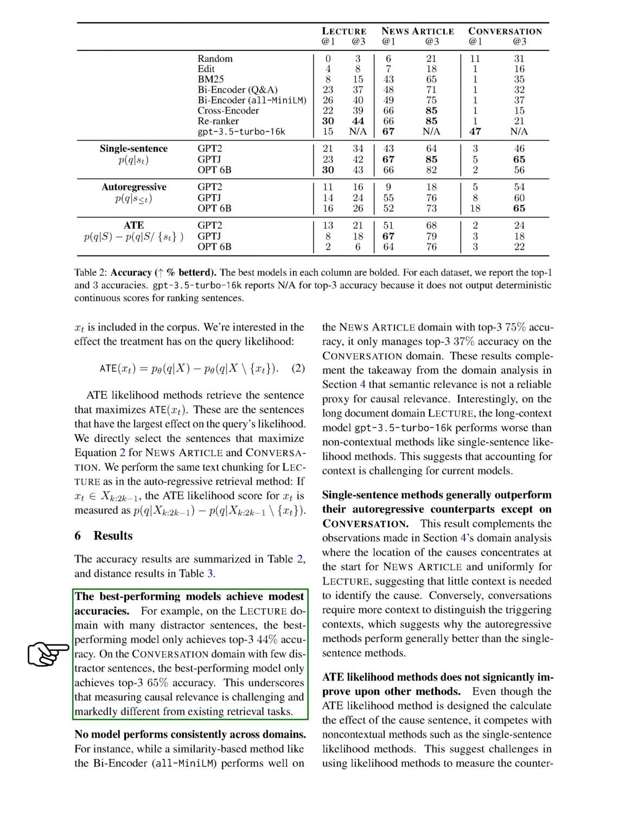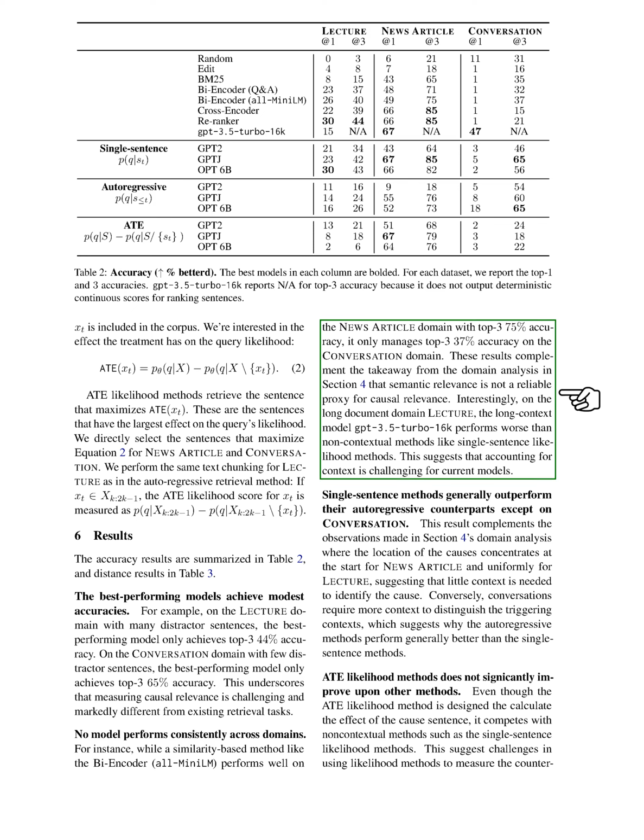We also observe that no model consistently outperforms across all domains. For instance, while a similarity-based method like the bi-encoder performs well in the news article domain, it does not do as well in the conversation domain. This suggests that semantic relevance does not always equate to causal relevance. Interestingly, in the lecture domain, which involves long documents, the long context model GPT 3.5 Turbo 16K underperforms compared to non-contextual methods like the single-sentence likelihood methods. This indicates the challenge current models face in accounting for context.